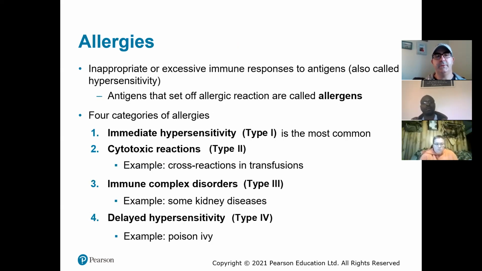And then allergies, which are really common. Allergies are inappropriate or excessive immune responses to antigens. It's called hypersensitivity. Hyper means over. So it's just when your immune system recognizes pollen from a flower or venom from a bee as something that's really, really serious, and it mounts this huge immune response.